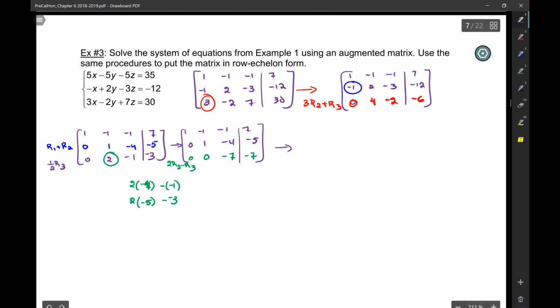Now the next step is this needs to be a 1. So we're going to do 1 over negative 7 times R3. So 1, negative 1, 7, 0, 1, negative 4, negative 5, 0, 0, negative 7, negative 7.